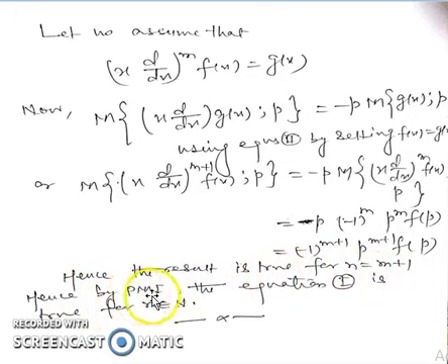Hence, by principle of mathematical induction, equation 1 is true for n belongs to capital N. This is the proof of the problem related to derivatives of Mellin transform. Thank you.